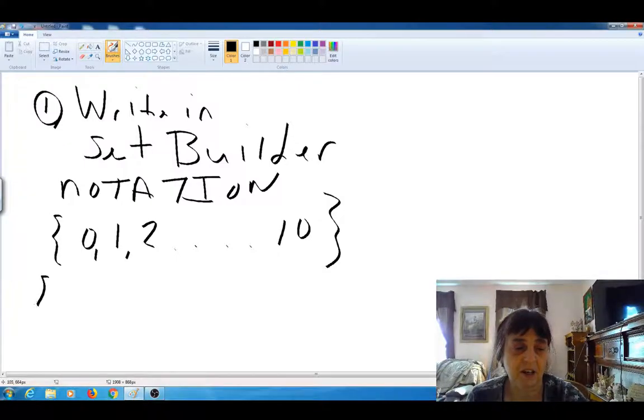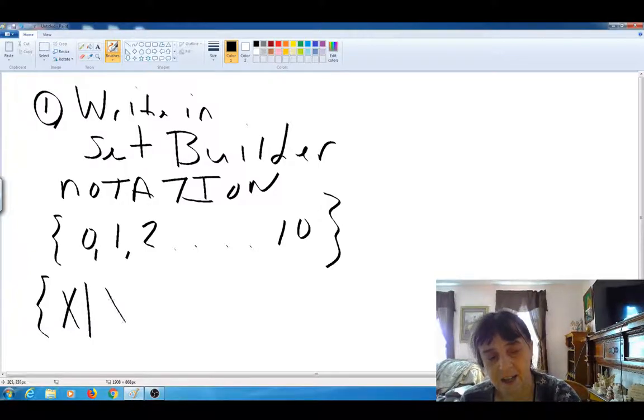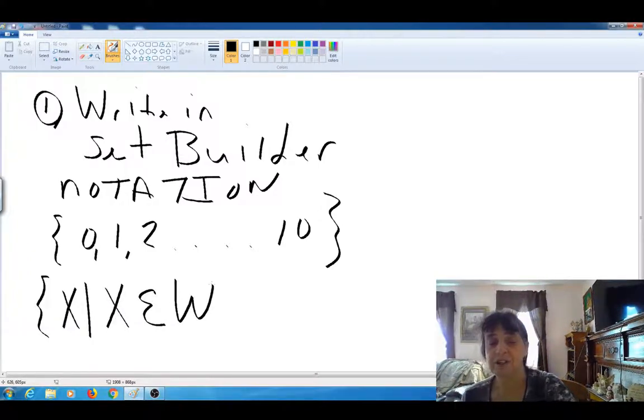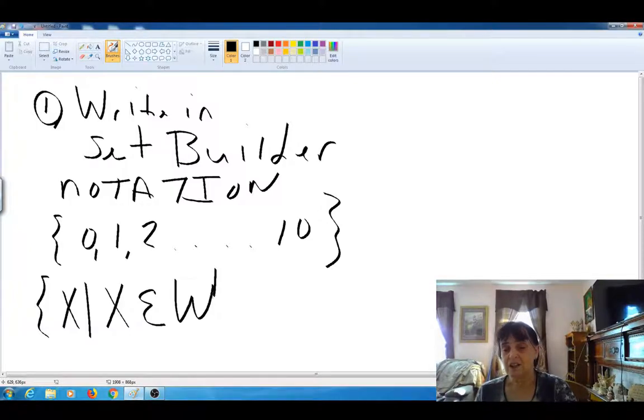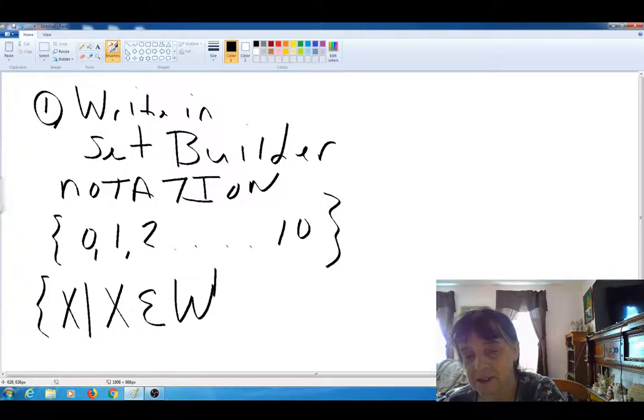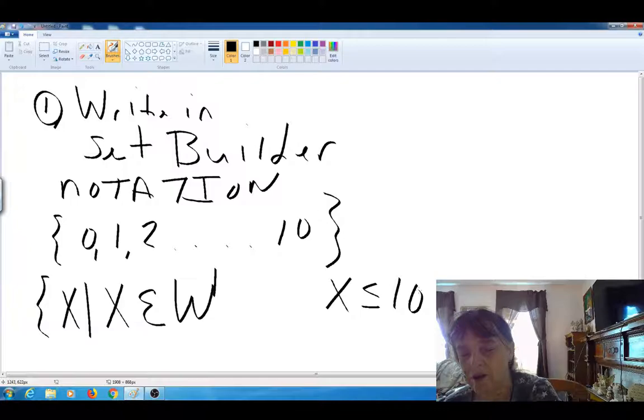Okay, 0, 1, 2, dot, dot, dot, 10. And in set builder notation, I'll write X, the set of elements X, such that X is an element of W. And W stands for whole numbers, which we went over in class. Whole numbers are 0, 1, 2, 3, 4, 5, 6, 7, 8, 9, 10, dot, dot, dot. And X is less than or equal to 10, and also X is greater than or equal to 0.